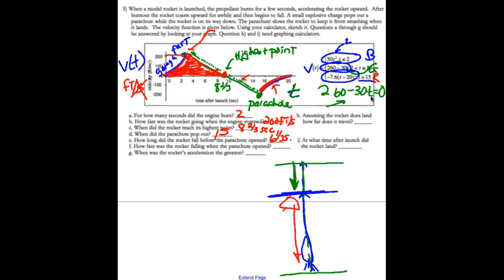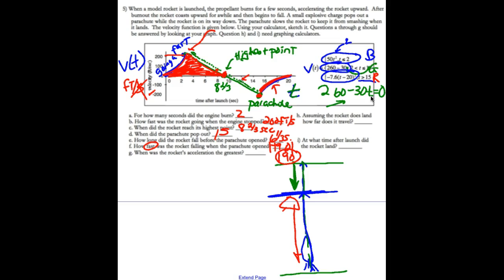How fast was the rocket falling when this parachute opened? And we had a -190, but we don't put the negative on there because fast implies speed. Speed is the absolute value of velocity, so we say it was going 190. Again, the fact that it was negative just means it was falling.